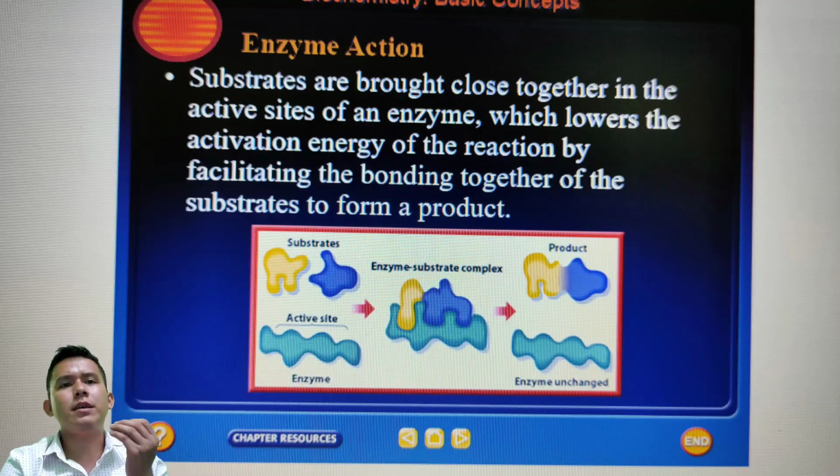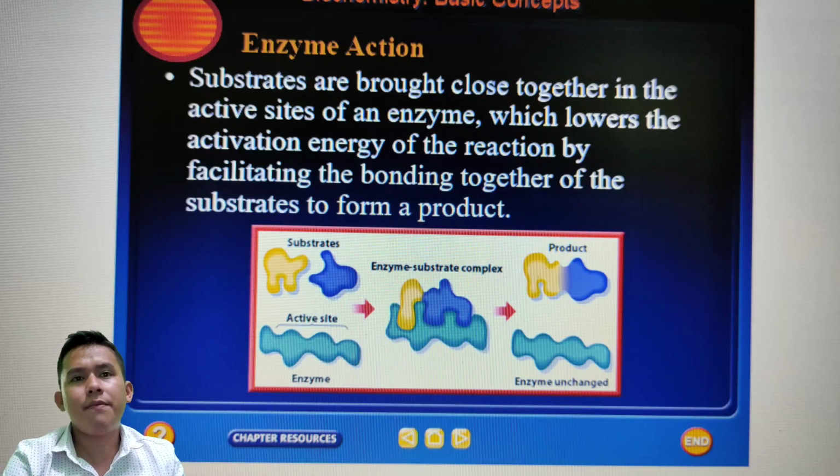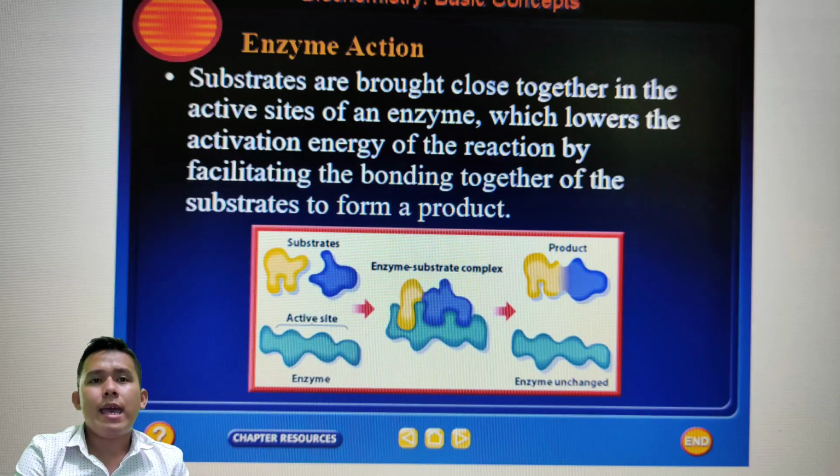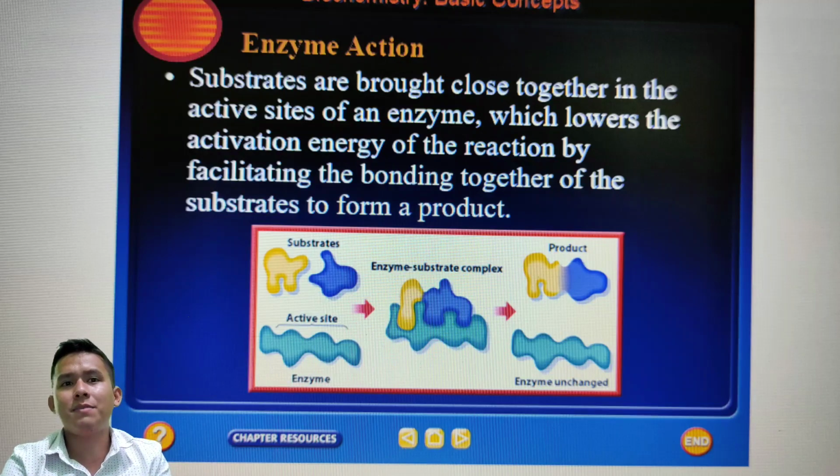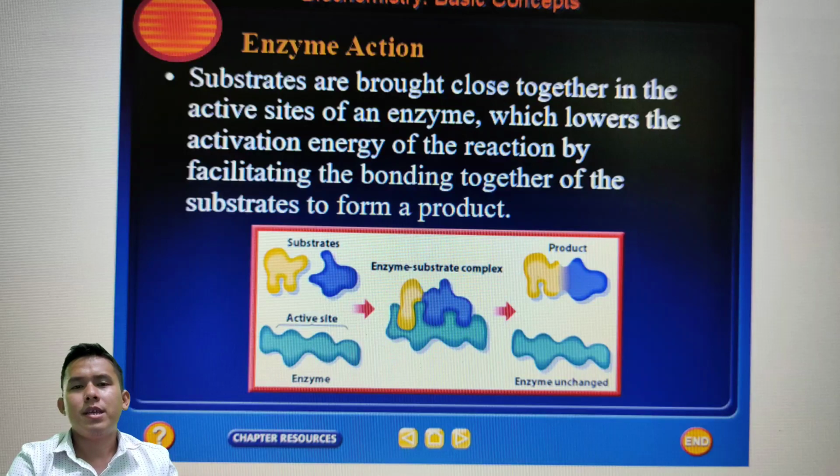Based on the illustrations that I have here, we have a substrate. It will bond now to the active site of the enzyme, and eventually they will form a product.